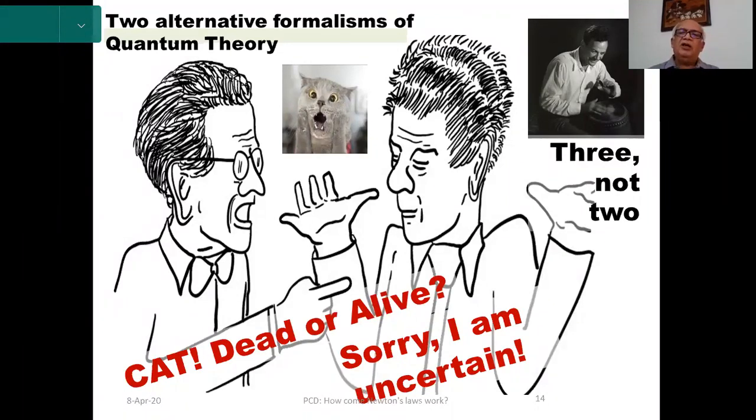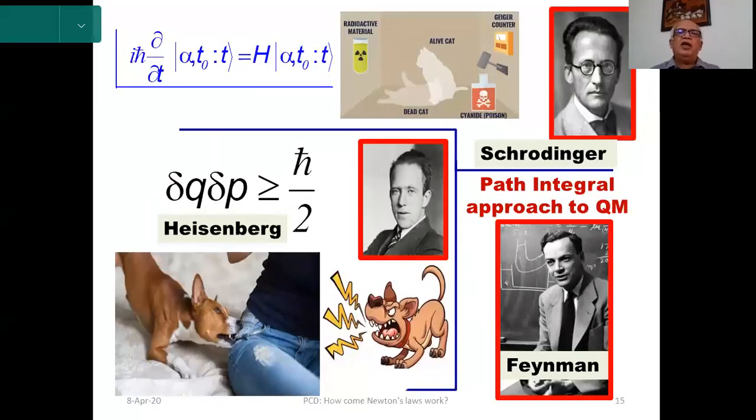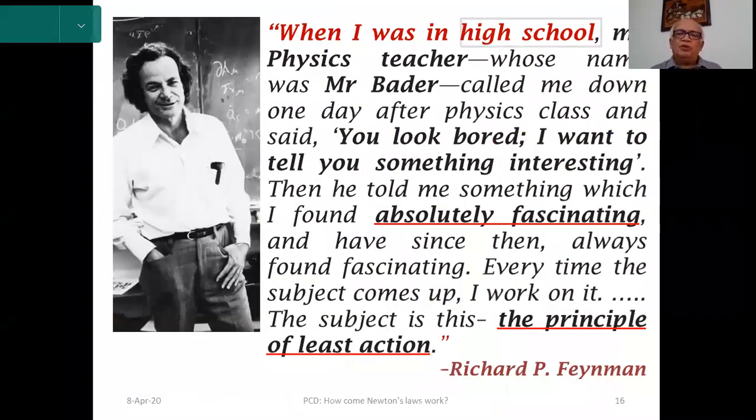So the third formulation is due to Richard Feynman. So there are these three formulations. One is the cat being dead or alive formulation, the principle of superposition, and the de Broglie-Schrödinger formalism, the Schrödinger equation formalism. The second is the Heisenberg formulation, that a dog does not bark and bite at the same time. And the third is the path integral approach to quantum mechanics, which is what we are going to discuss now.